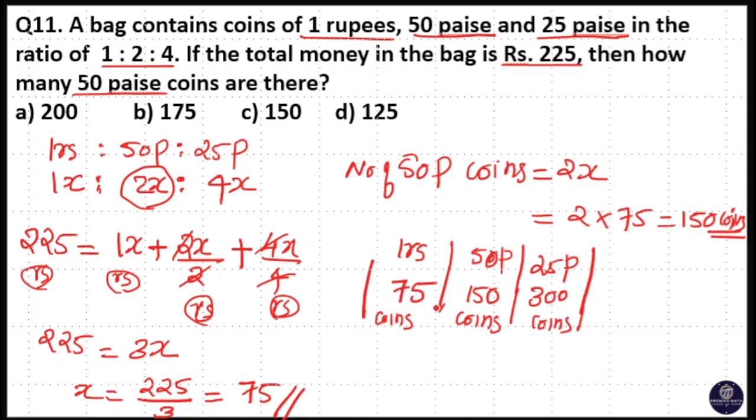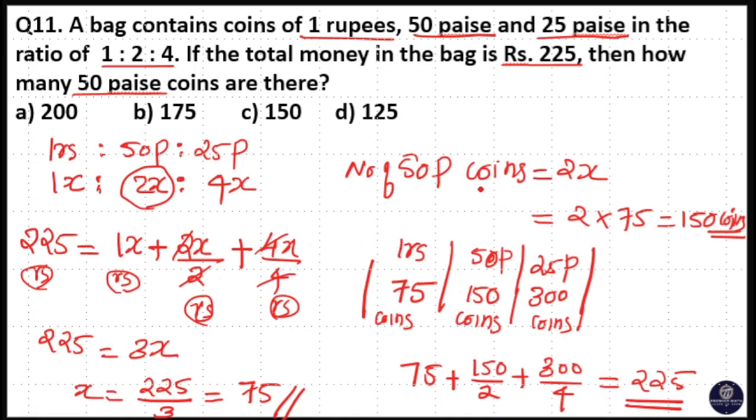That is 1:2:4. So if you want to know the amount of money, that amount is equal to 1 rupee coins 75, 50 paise coins 150 means 150 divided by 2, then 300 coins of 25 paise means 300 divided by 4. That is 225. So if you have any doubt, check this as reference. So our answer is 150 coins. So option C is your answer.